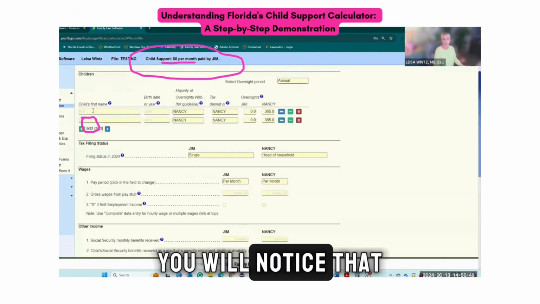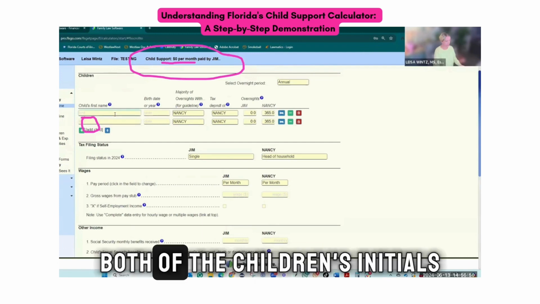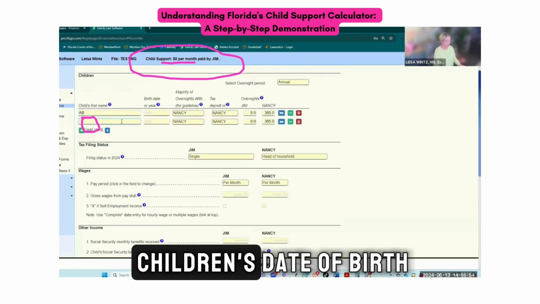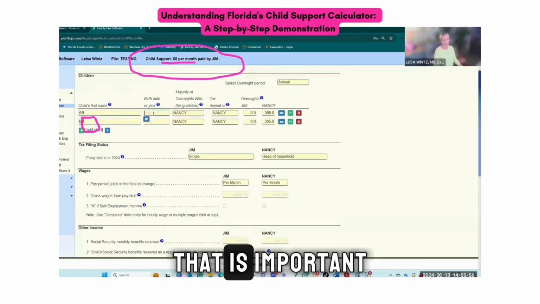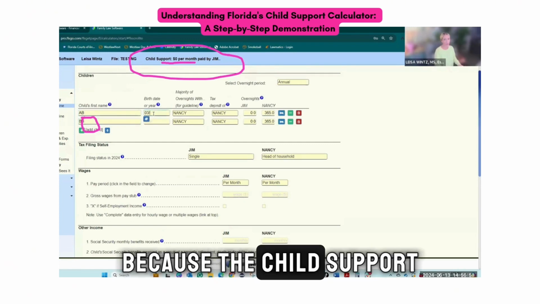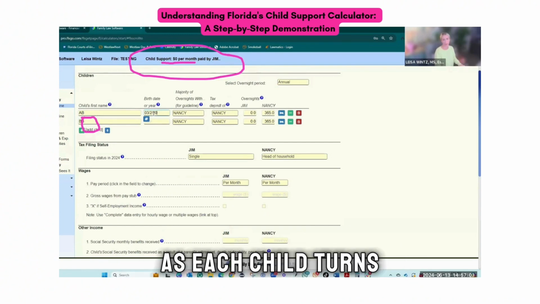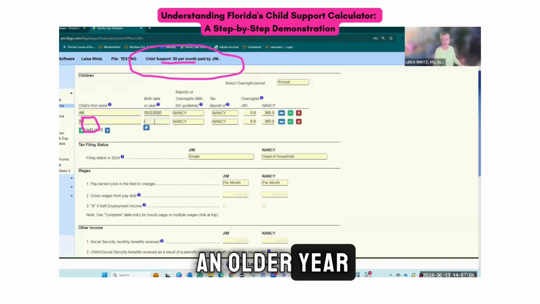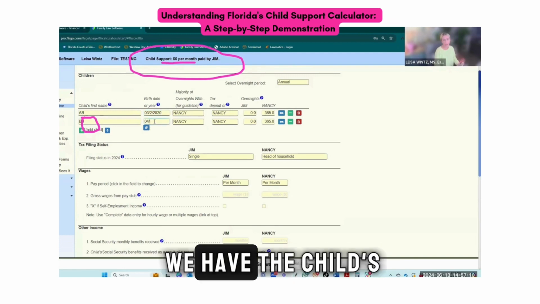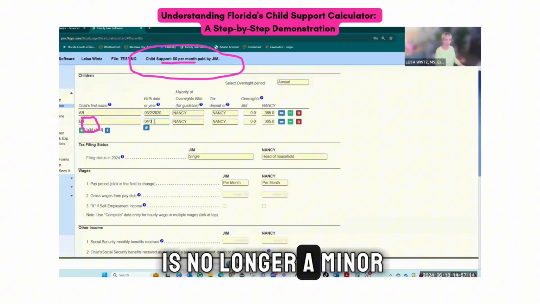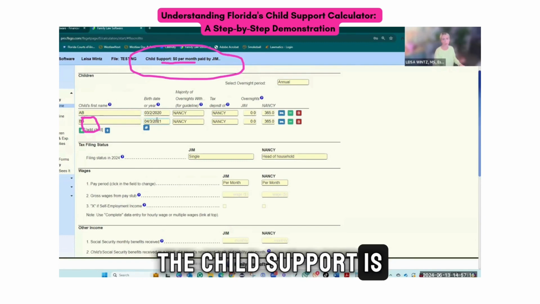You will notice that it wants both of the children's initials as well as the children's date of birth. That is important because the child support is going to be impacted as each child turns an older year. It is important that we have the child's date of birth because once a child is no longer a minor, the child support is going to change.